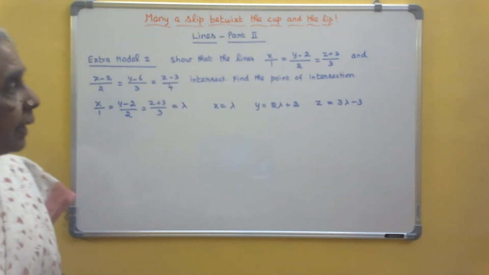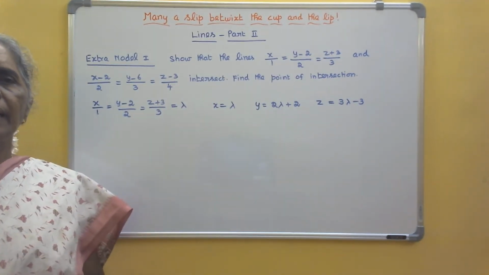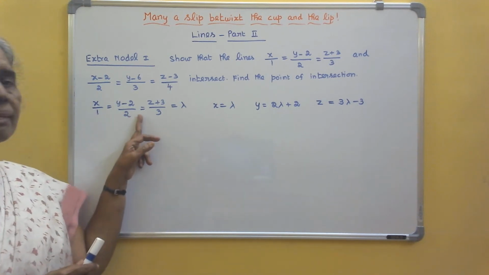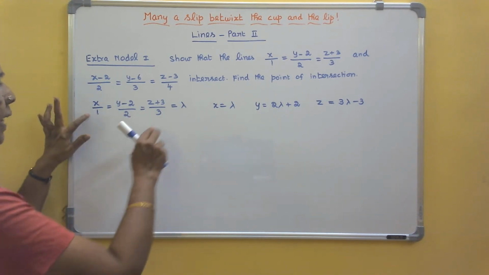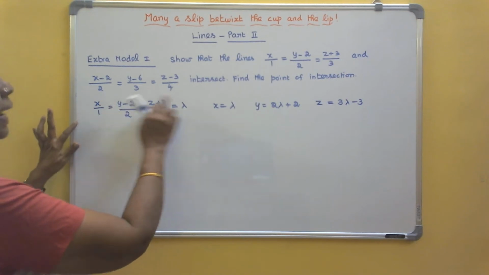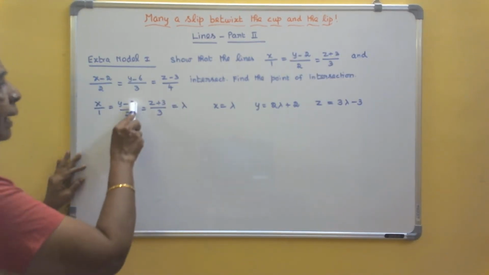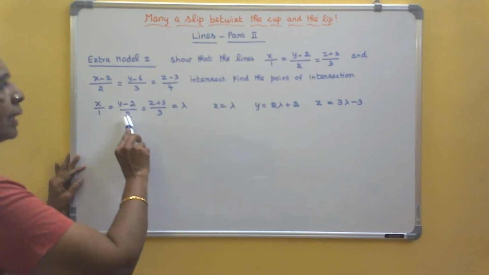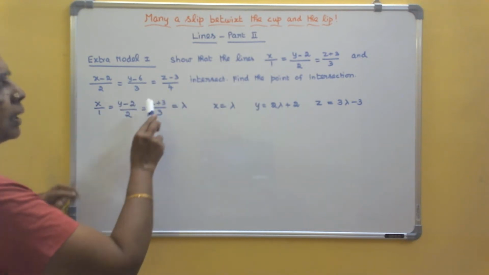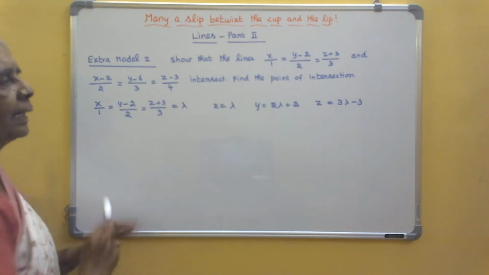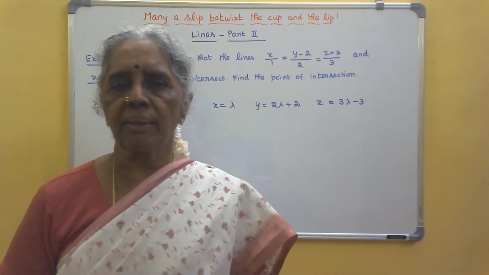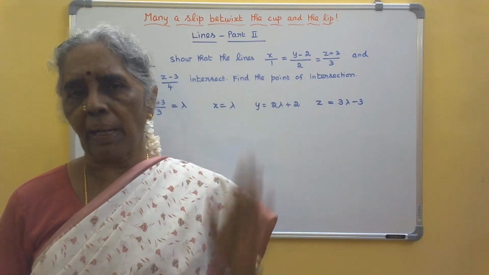Actually, this represents any general point on this line. That is, x/1 is lambda, so x can be just lambda. Lambda can take any value. (y-2)/2 is lambda, so y = 2 lambda + 2. z = 3 lambda - 3. So these represent the general point on line 1.